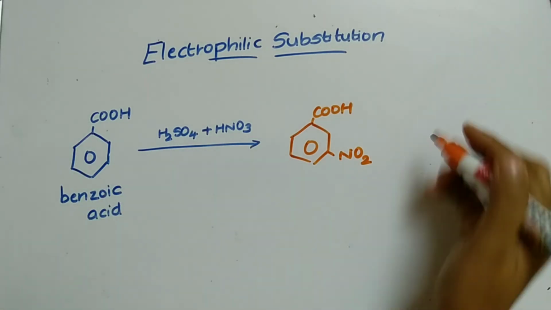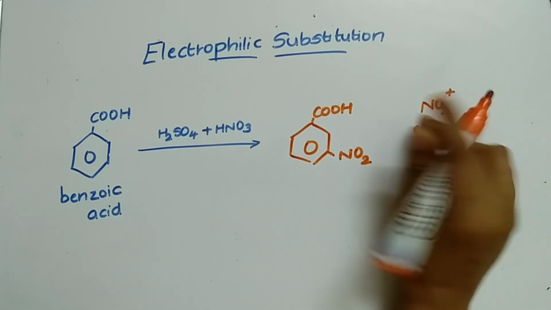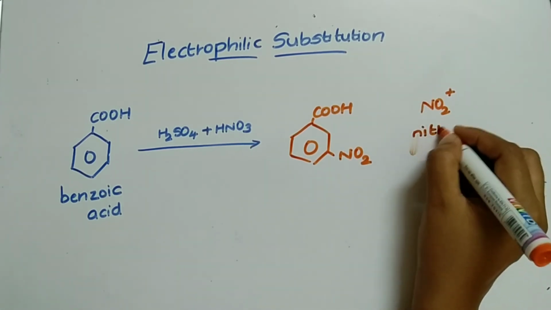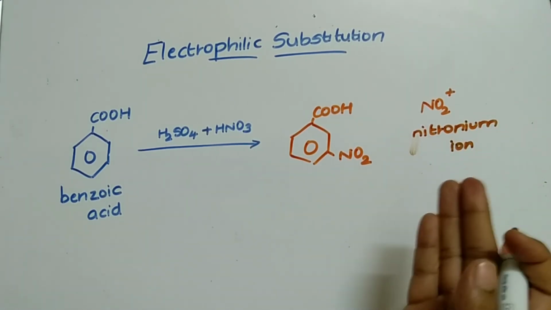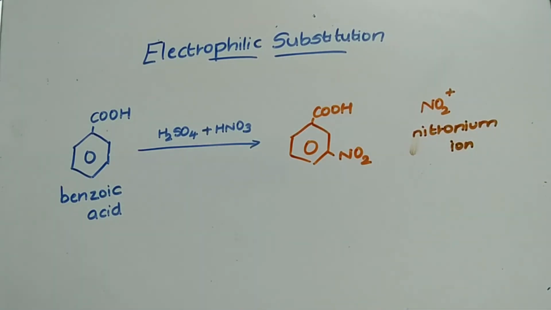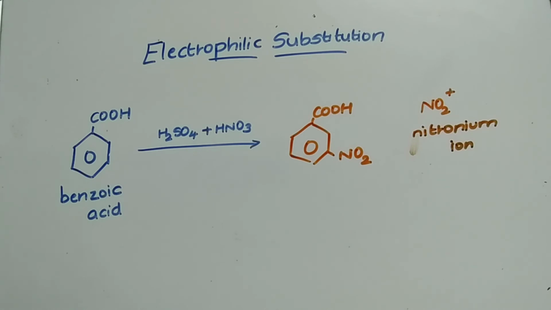So what is the electrophile over here? It is NO2 plus, which attaches to the ring. It is called the nitronium ion. That is the electrophile here which is attaching to the ring, correct. And it will be attaching to the meta position. Why meta position? Because this group, that is the COOH group, the acidic group, is a meta directing group, correct.